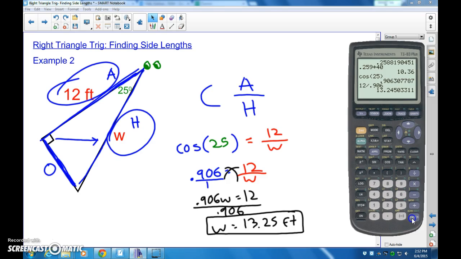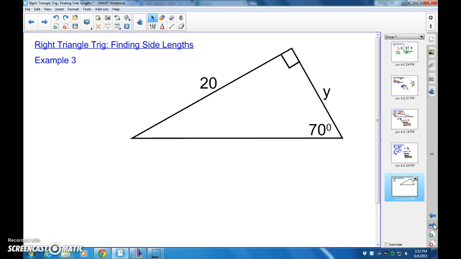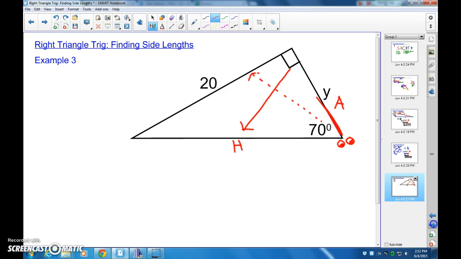On the next example, everything's all in black. So this is what you would see more in a textbook, where you have the 20, the y, and the 70. There's no color coding, and you're just supposed to solve. So eyeballs here. Always find the hypotenuse first. It's the easiest one. Attached to the 70, attached to your eyeballs, is the adjacent. On the opposite side is the O. You want the A, you have the O, so you're going to be doing tangent.